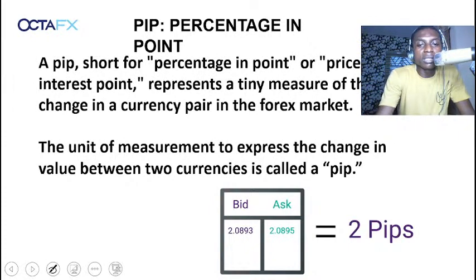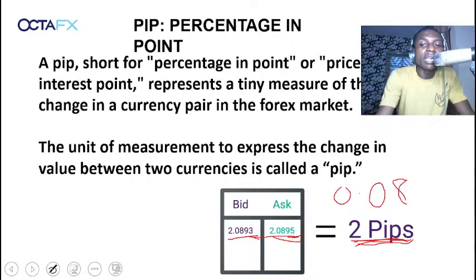Right? Now, look at this. We have bid price is 2.0893. Then ask price is 2.0895. Now you see that the ask price is higher than the bid price. Which means this, when you subtract the bid price from the ask price, you get 2 pips. Right? You get 2 pips, which means when you subtract this from this, you get 0.0002.